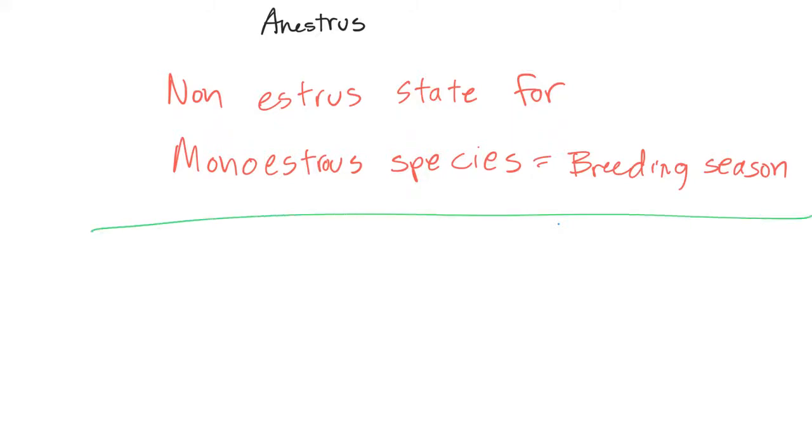Multiple would be polyestrus. And generally, you either have a breeding season, you're monoestrus, or you're polyestrus, which just means you continually go from one cycle to the next. Go through this whole process over and over again. Right. So then there's no anestrus. Right. In polyestrus, no anestrus.